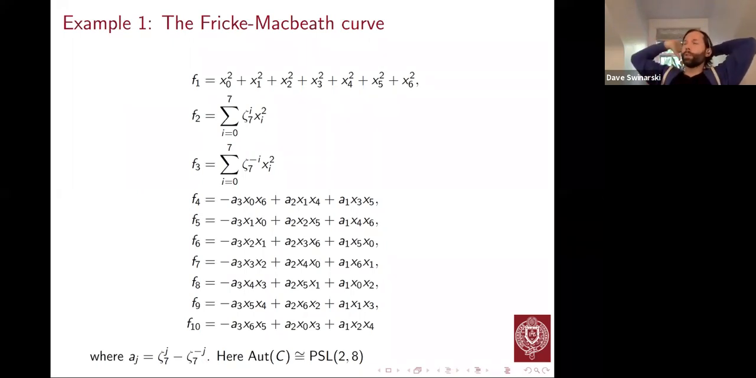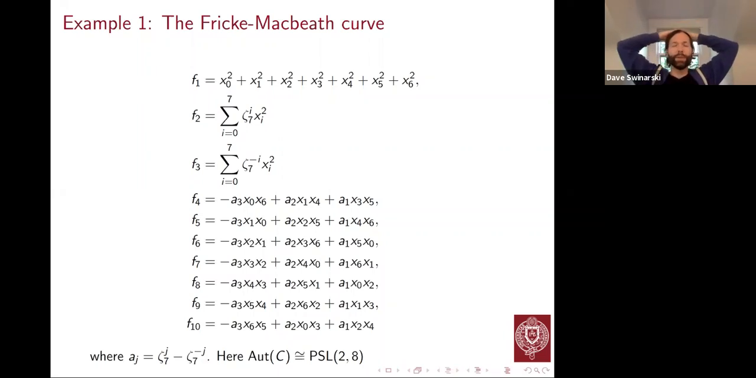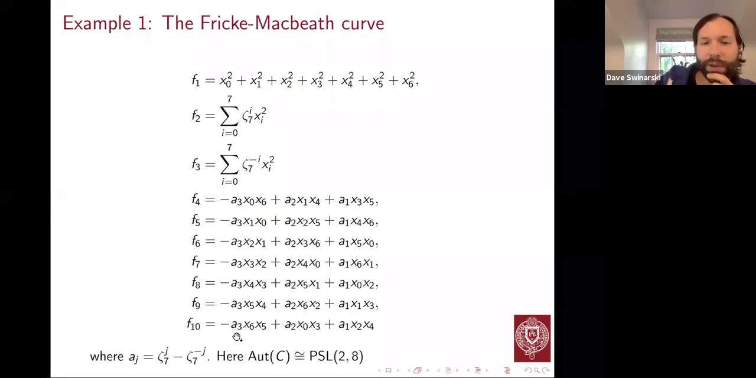A number of people have subsequently studied this curve. You can actually write equations for it over Q, but then the automorphisms are over Q adjoin zeta 7. So like I said, you can't do everything over Q. You need the 7th root of unity either in the equations or in the automorphisms.